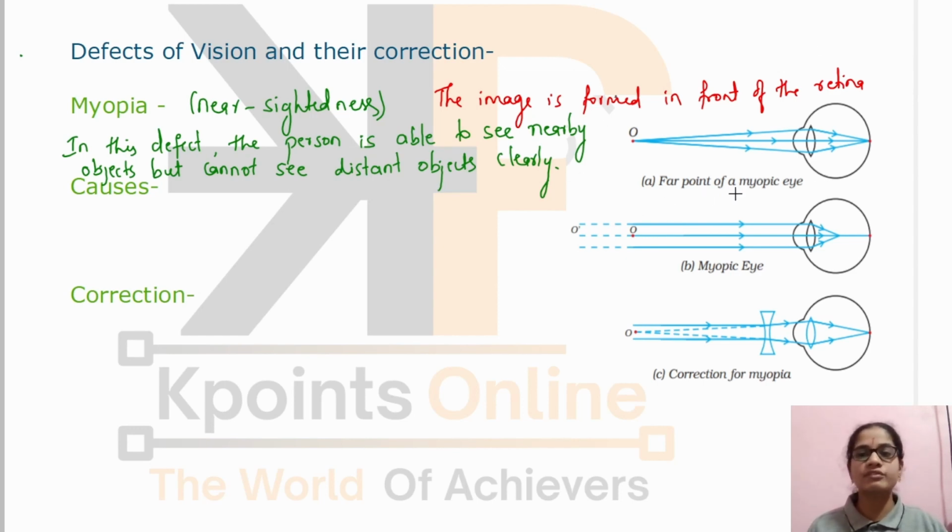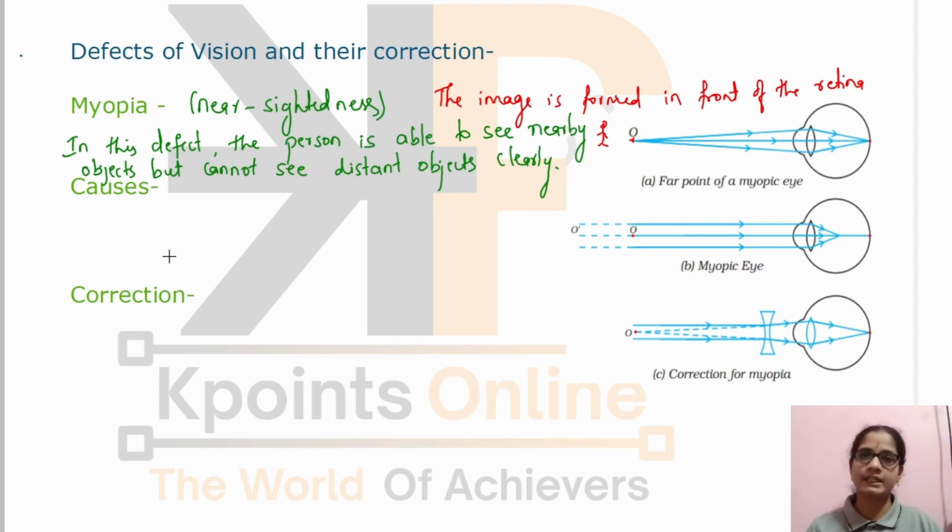You can see here it is the far point of a myopic eye. We know that for a person who has normal eyes it is infinity. But in case of a myopic eye it is nearer than infinity. It is somewhere here, a few meters away from our eyes. And when the object is placed beyond that point, he or she is not able to see that object clearly. If this point is the far point of the myopic eye, then whenever the object is placed away from this far point, that person suffering from myopia is not able to see that object or person clearly.